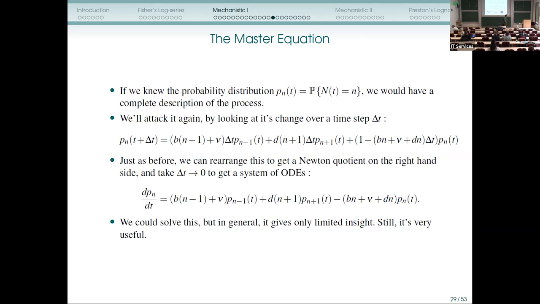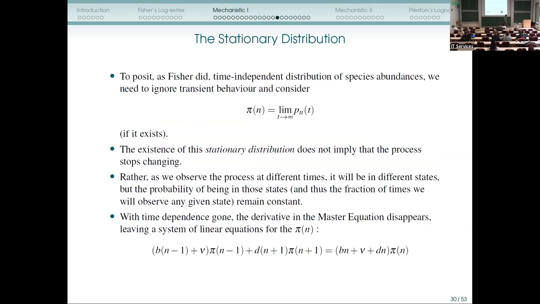In fact, you can sometimes solve these things analytically, but usually you just get some complicated formula. So what we want to do is think about better ways of getting insight out of this master equation than just trying to figure out its solution. We've come a bit far from my original inspiration, which was Fisher's model. Fisher said there was just this abundance distribution out there in the world of species abundance, and it didn't change through time. It was a time-independent thing.